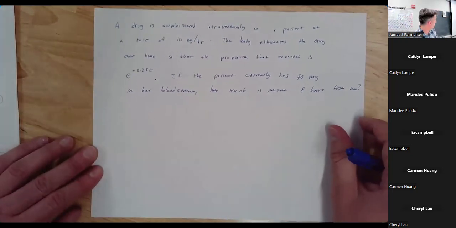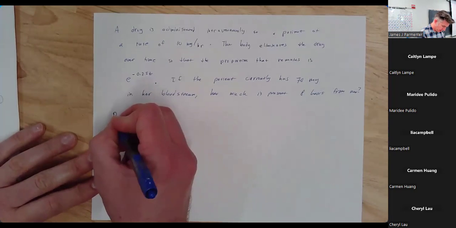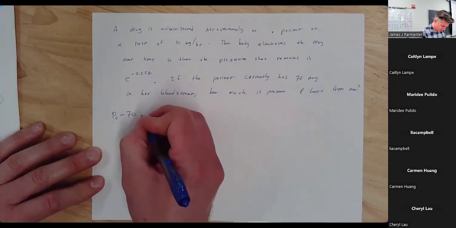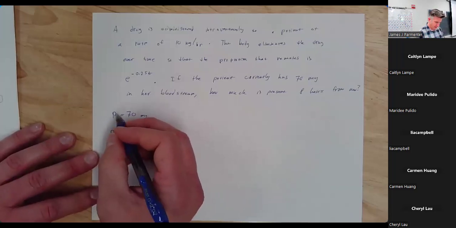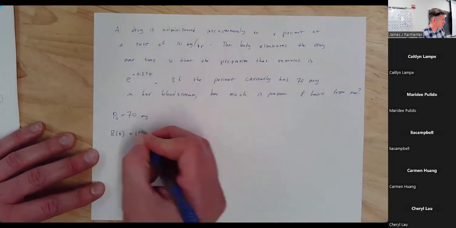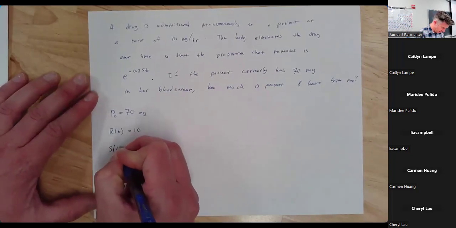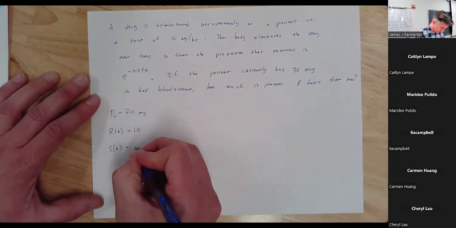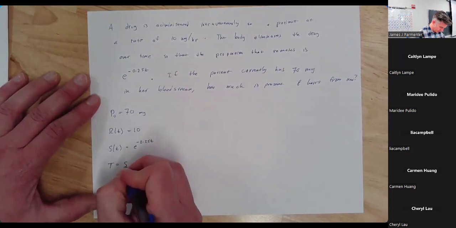So when I do a problem like this, I'm going to identify the 4 things I need to identify. I need to know what P naught is, the initial amount of stuff. We'll say P naught here is our 70 milligrams. I need to identify my renewal function. Well, we're getting 10 milligrams of drug every hour, so our R of t is just going to be 10. There's no variable attached to that. R can be a constant. It happens a lot. Our survival function, S of t, is e to the negative 0.25 t. And then our capital T here is 8 hours.